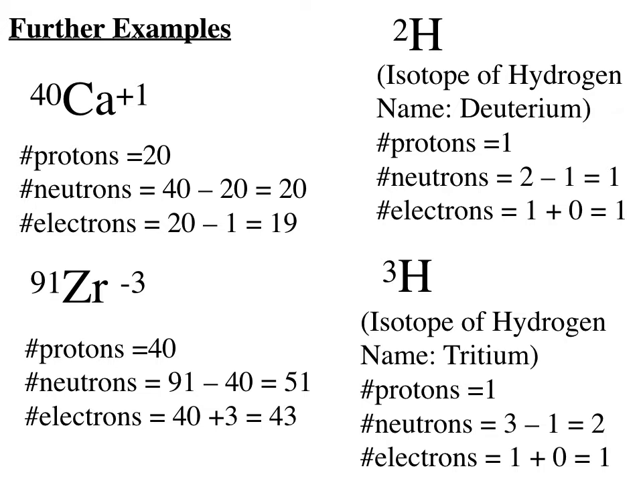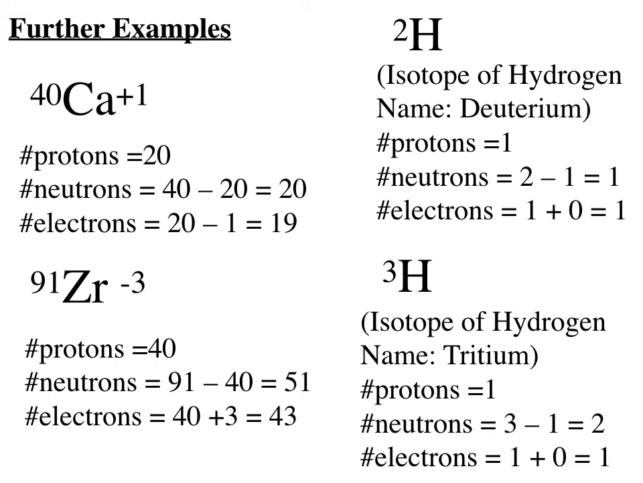What the +1 represents is that it's deficient in electrons, which makes it positively charged. So a neutral calcium, which possesses 20 protons, would have 20 electrons. Since this is a +1 cation of calcium, it must have 19 electrons.